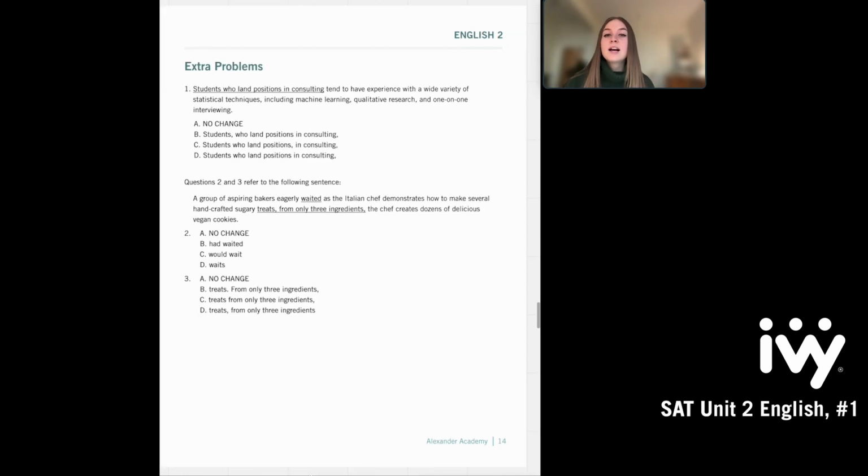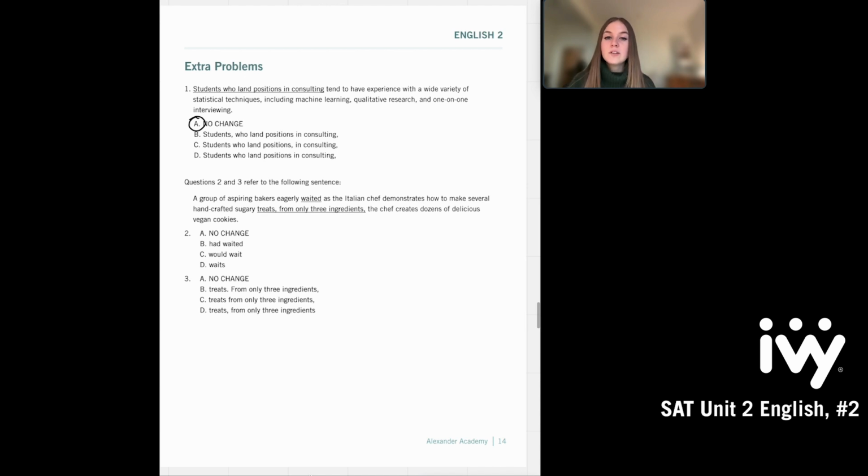Now let's review the extra problems for this unit. Number 1. Students who land positions in consulting tend to have experience with a wide variety of statistical techniques, including machine learning, qualitative research, and one-on-one interviewing. In this example, there is not non-essential information in the underlined phrase, therefore we should not make any changes or add in any commas.